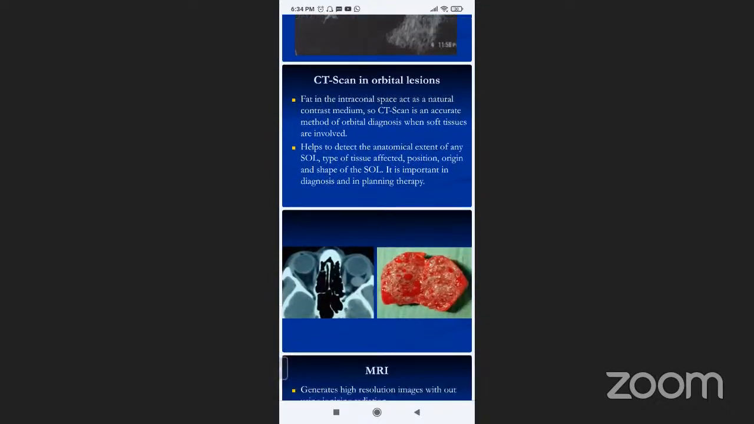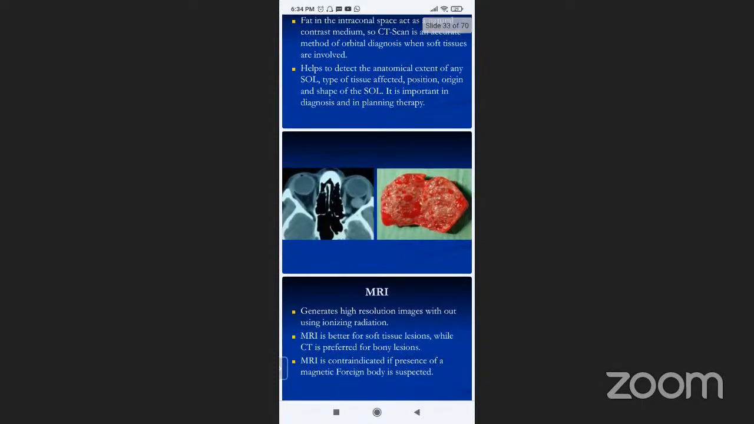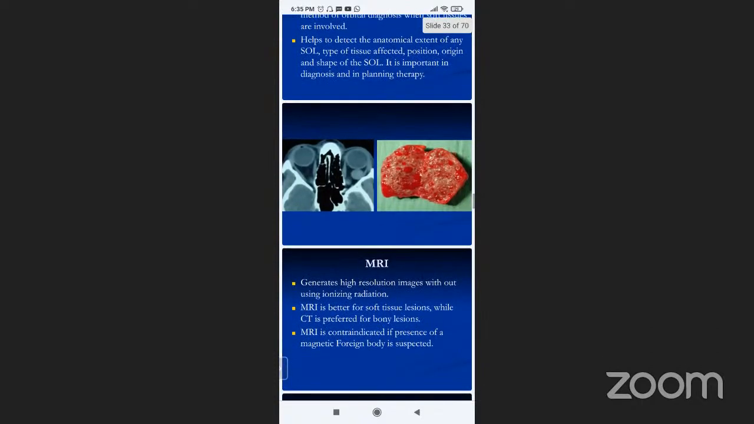Here you can see a CT scan finding showing cavernous hemangioma, that is an intraconal lesion. Intraconal means within the muscle cone. On the right side, that lesion, after taking it out, is a gross lesion, gross pathology, and is taken for histopathology.